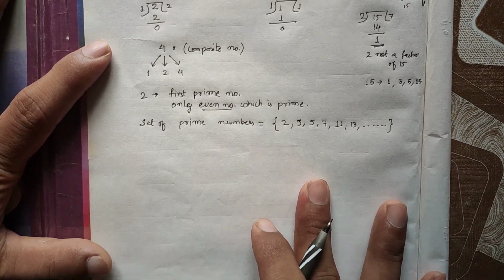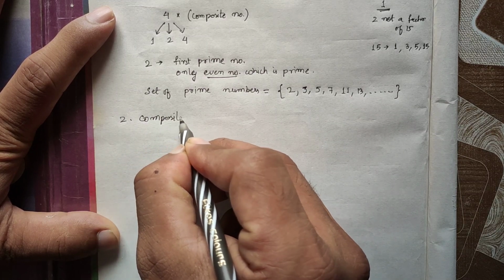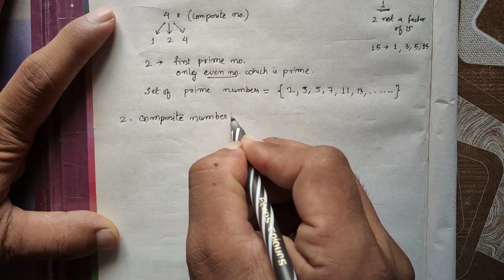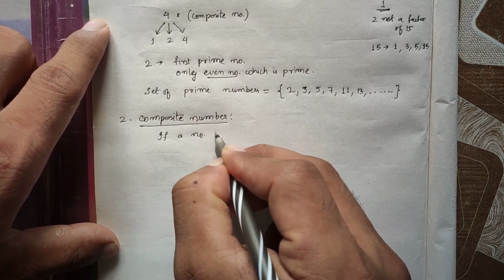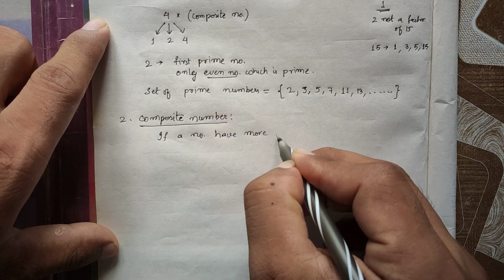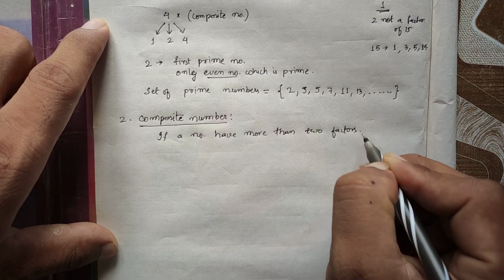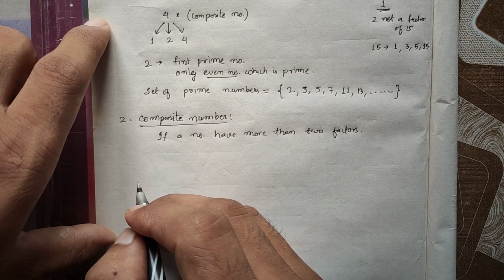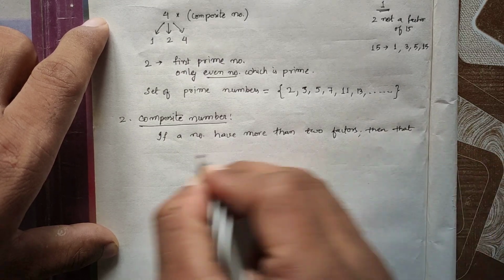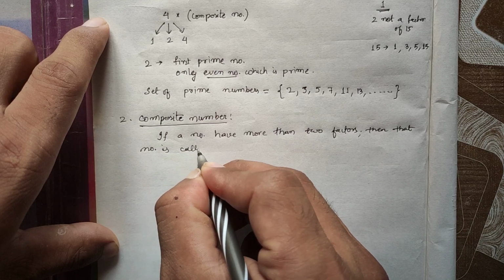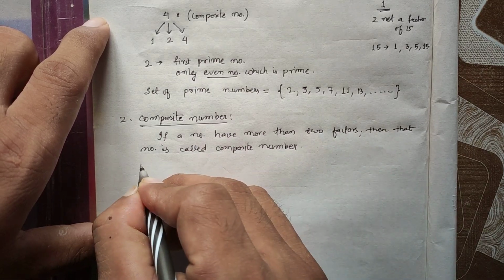And now we will move on to composite numbers. A composite number means that if a number has more than 2 factors, then that number is called a composite number. Let's see with an example.